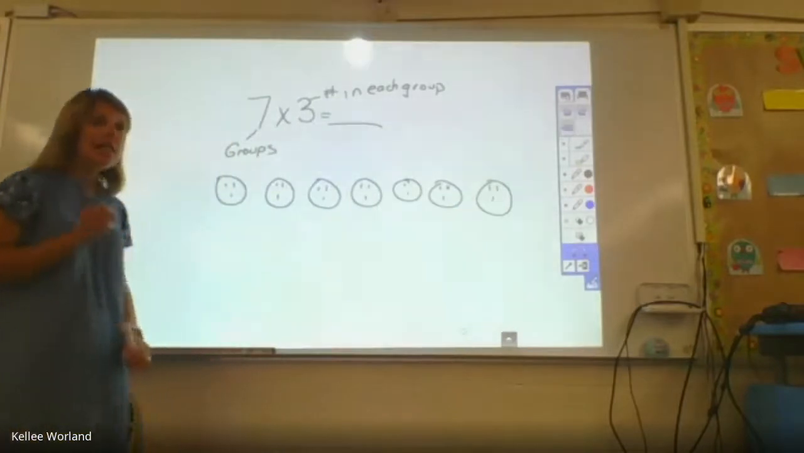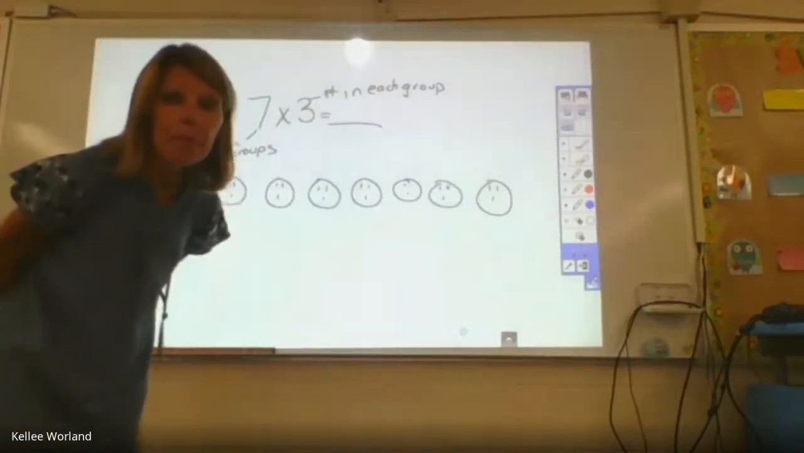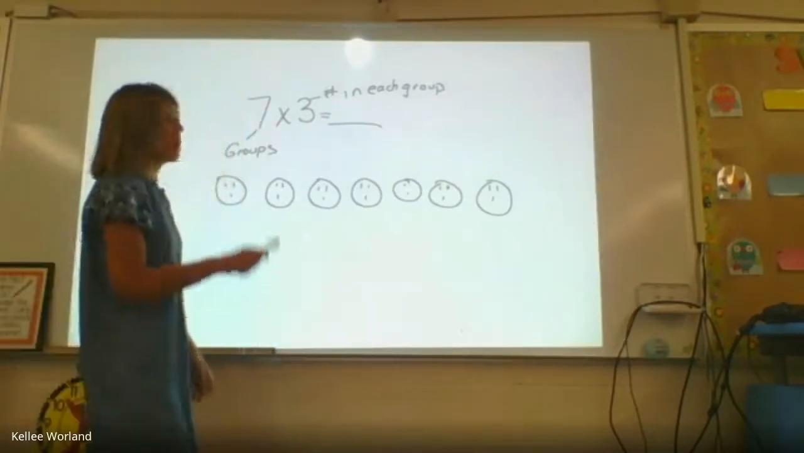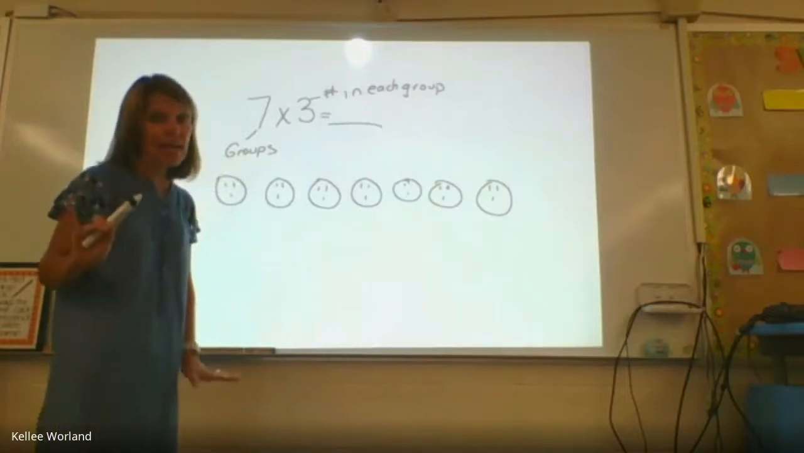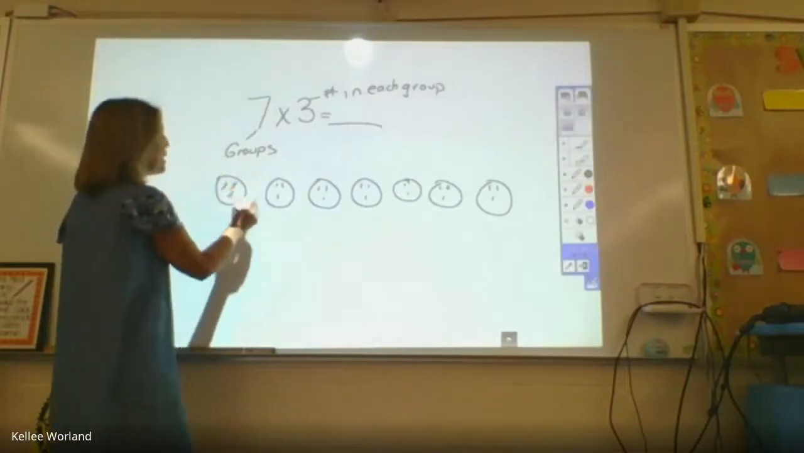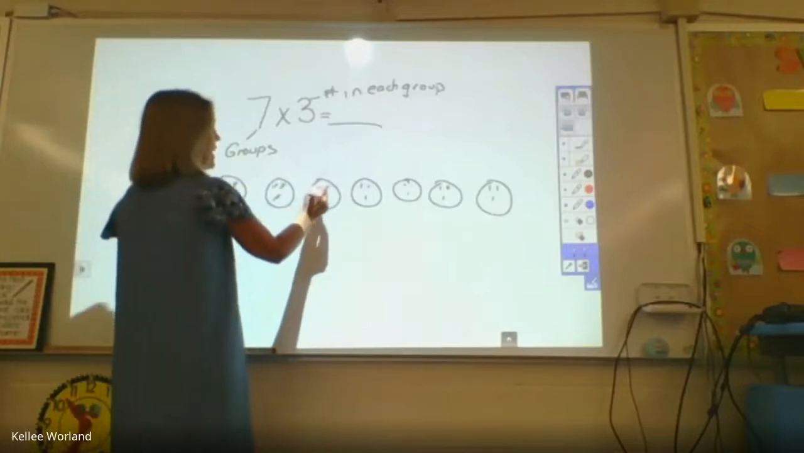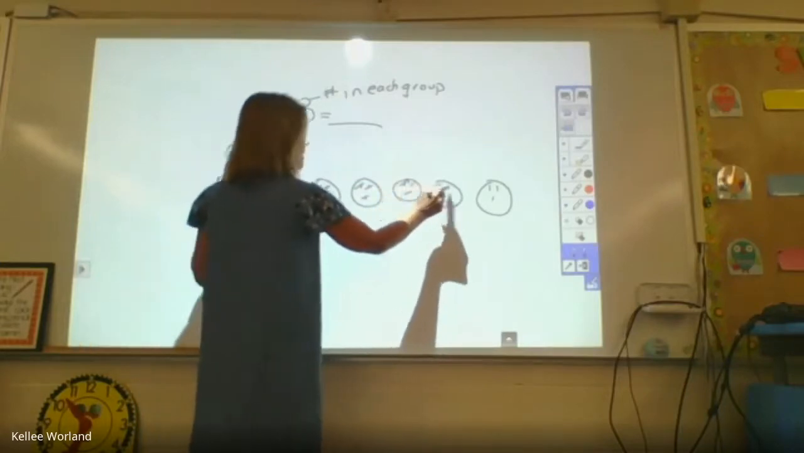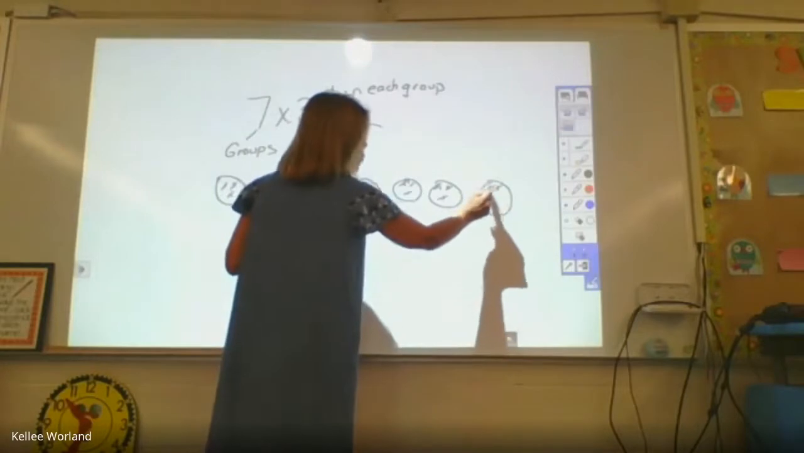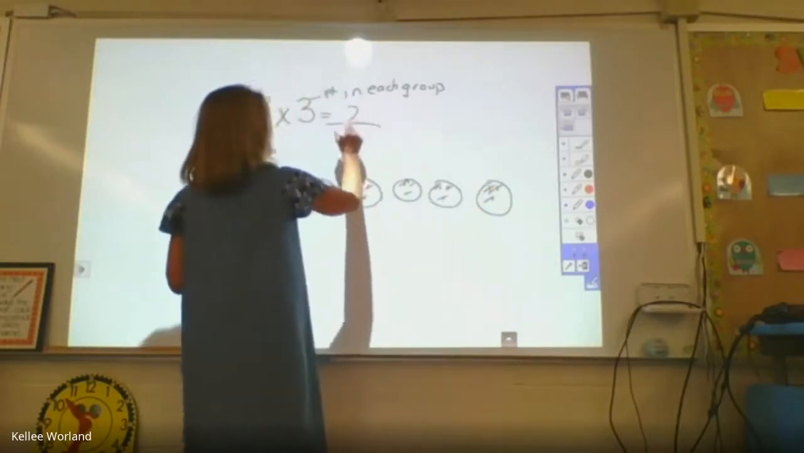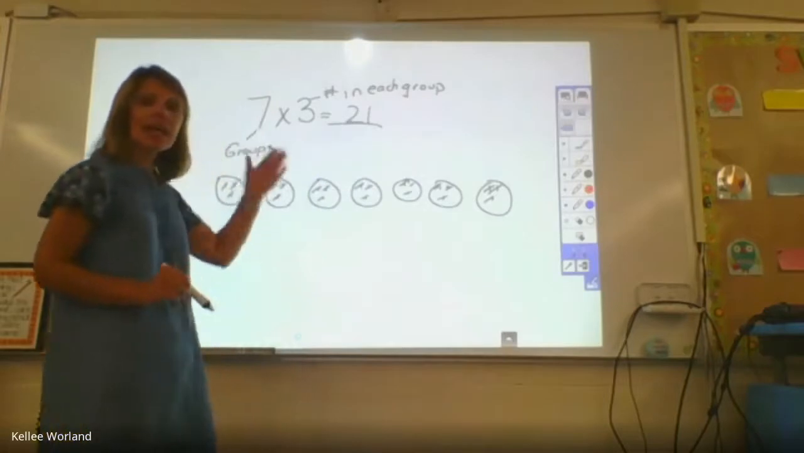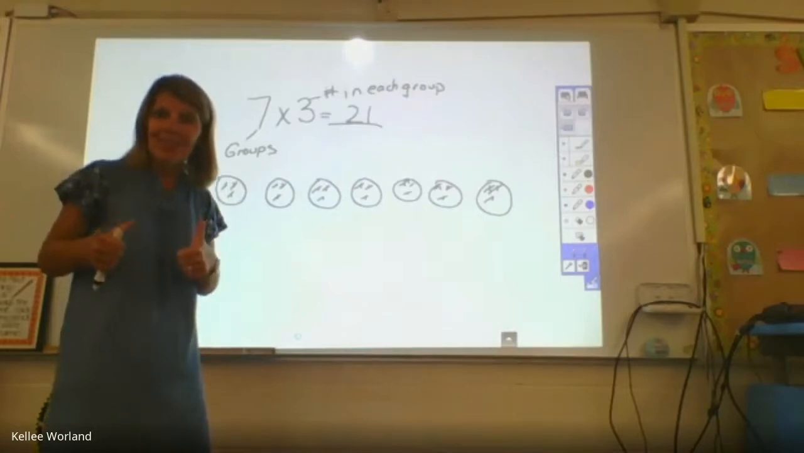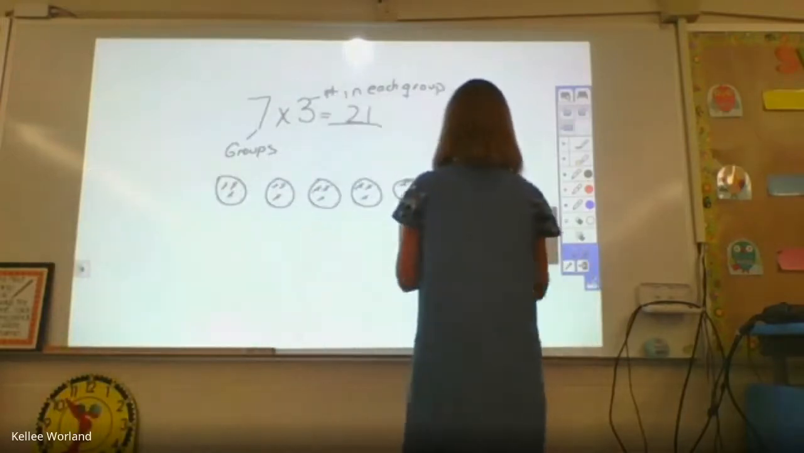Okay. Now what's my next step? That's right, you have to count. Okay, so I'm going to flash through them to make sure I count everything. 1, 2, 3, 4, 5, 6, 7, 8, 9, 10, 11, 12, 13, 14, 15, 16, 17, 18, 19, 20, 21. So 7 times 3 equals 21. How did we do it? Well, let's try another one.